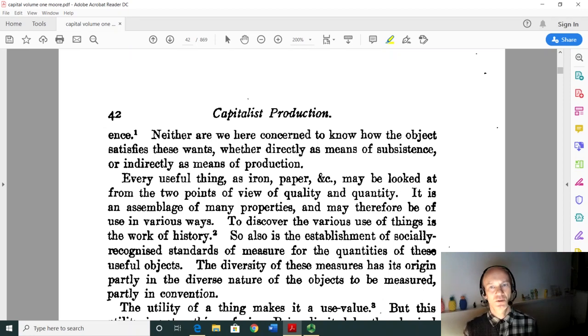Neither are we here concerned to know how the object satisfies these wants, whether directly as means of subsistence or indirectly as means of production. So there's again a differentiation. So you can already tell this is going all the time like this. He introduces a concept, and then he introduces differentiations within that concept to describe what different forms this concept can take. So we have here commodities falling in two groups: means of subsistence, basically things that we consume, and means of production.